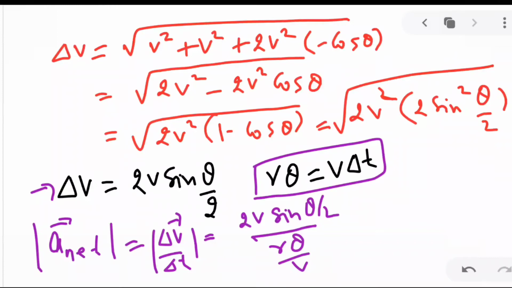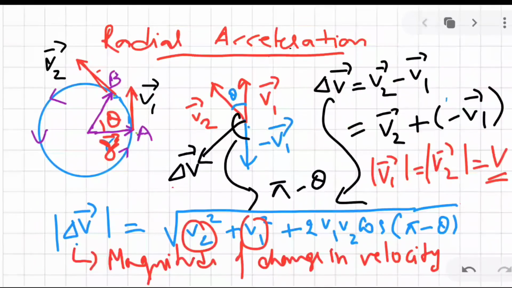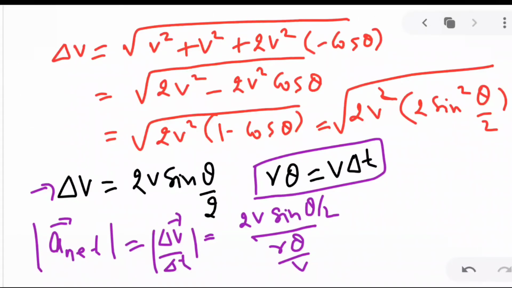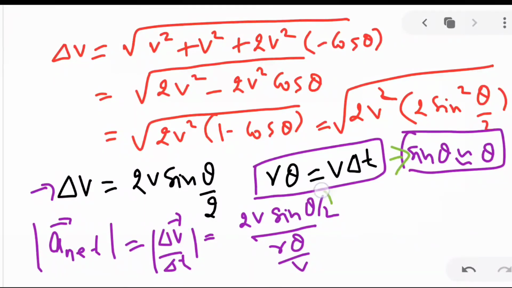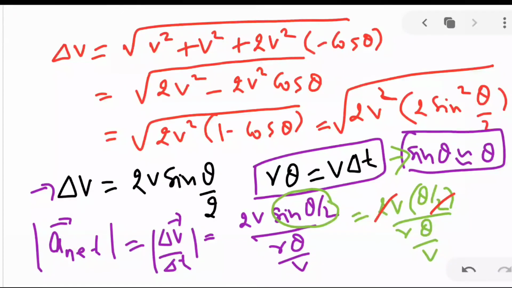Now if we assume this angle theta to be small, then sine theta can be replaced by theta. For small angle, sine theta is approximately equal to theta, so sine theta by 2 becomes theta by 2. So this is 2v theta by 2 divided by r theta by v. Here this 2 and this 2 get cancelled, this theta gets cancelled, and v goes to the numerator. So this is equal to v square by r.